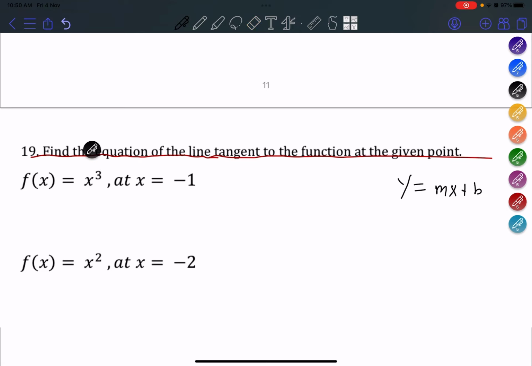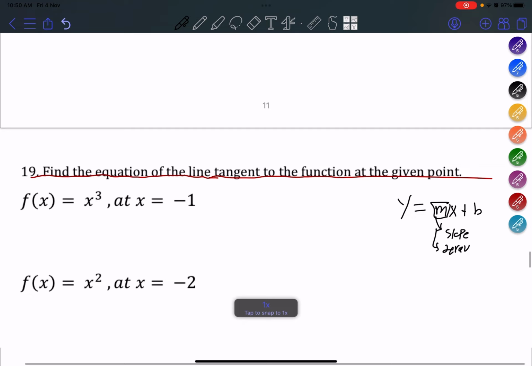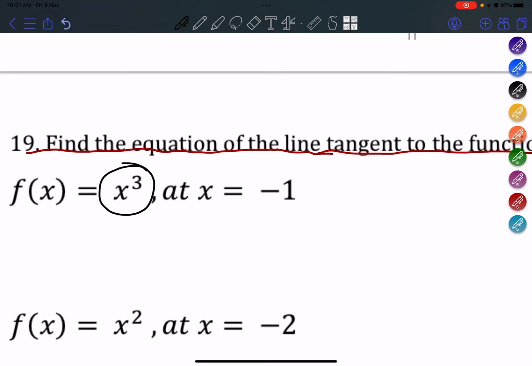Why? It's because the derivative means the slope, but we use derivative in calculus, we say slope in algebra. So m here is known as slope, or we can actually call it derivative in this case. Finding the derivative of this function will give us m, which will be the first step of solving this question.